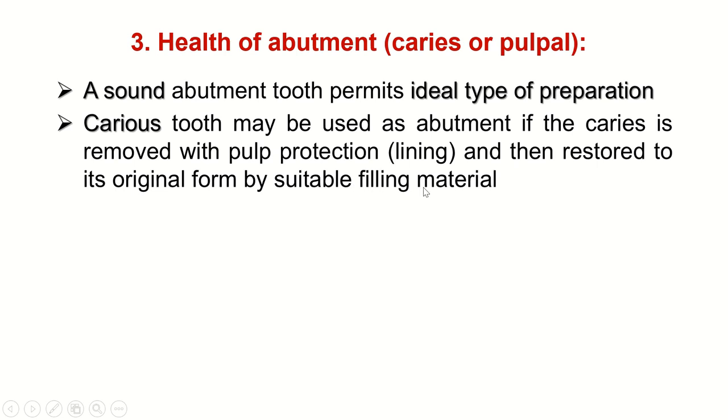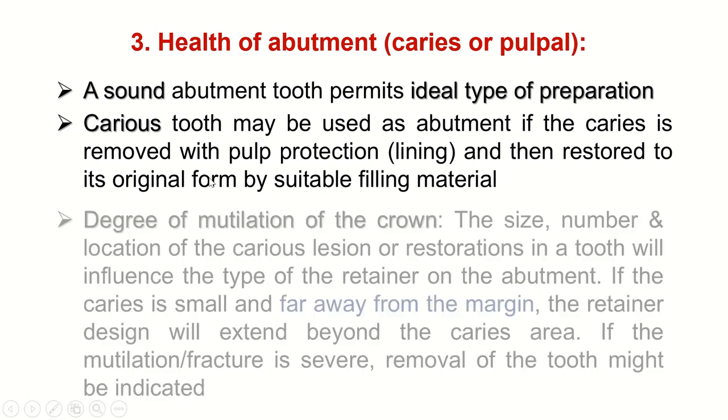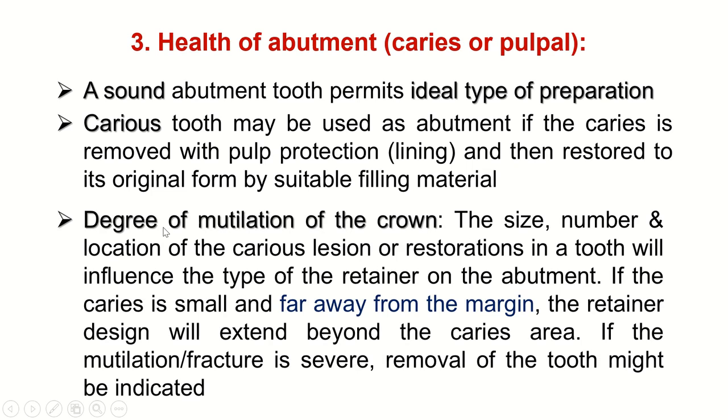material. Sometimes it's very shallow, and does not necessitate any operative intervention. Just do the preparation, and when you have a small spot of caries, you can remove it and add any suitable material. In case that we have a fracture of the crown, or extensively, the treatment will depend on the degree of mutilation of the crown, and this also depends on the size, the number and location of the carious lesions or restorations in a tooth. This will influence the type of retainer on the abutment.